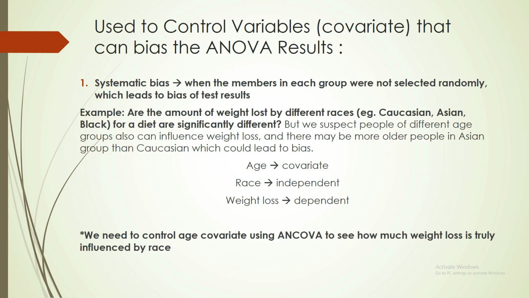So in this situation, we need to control the age variable so that we can see the effect of the race variable more cleanly on how it could affect the amount of weight that's lost. So we can use ANCOVA in order to do that.